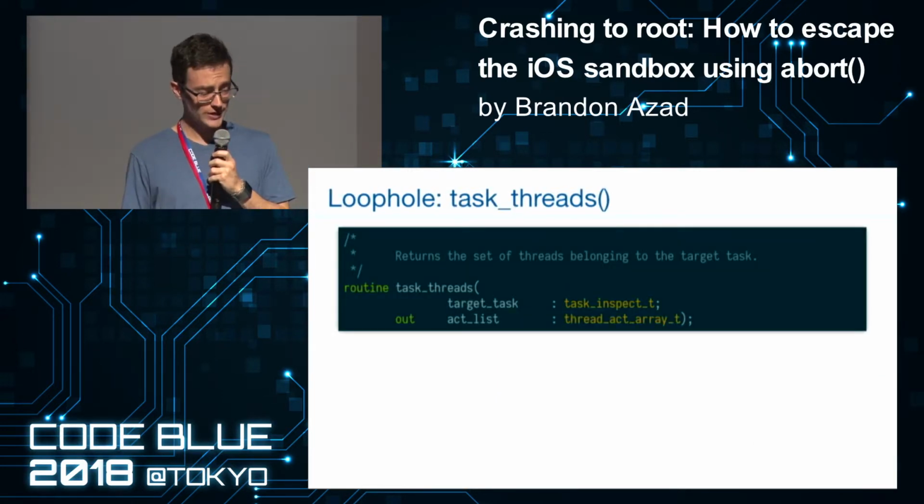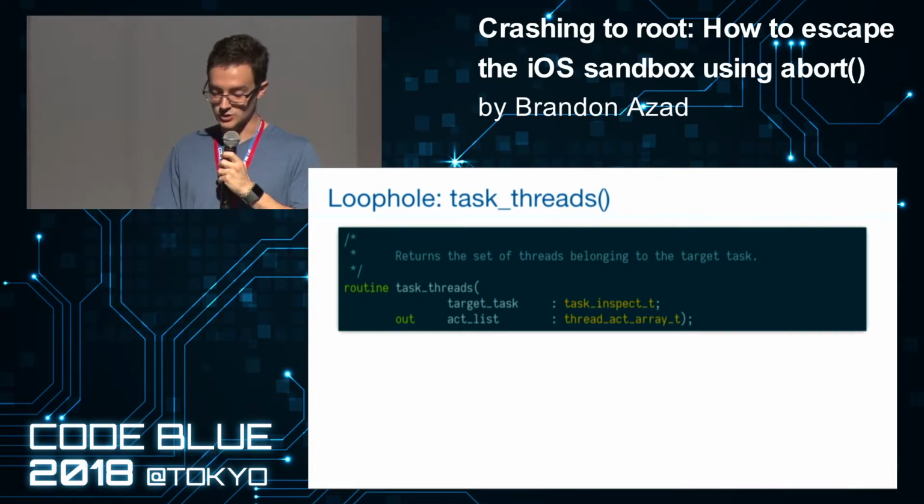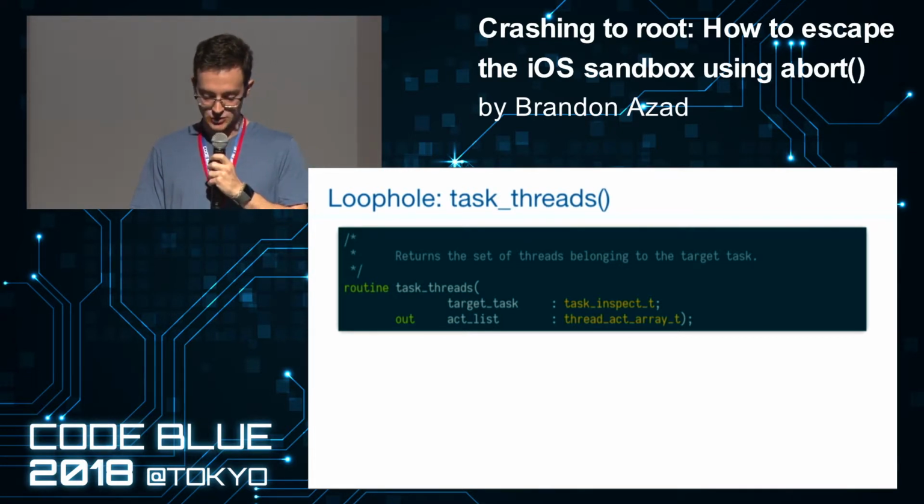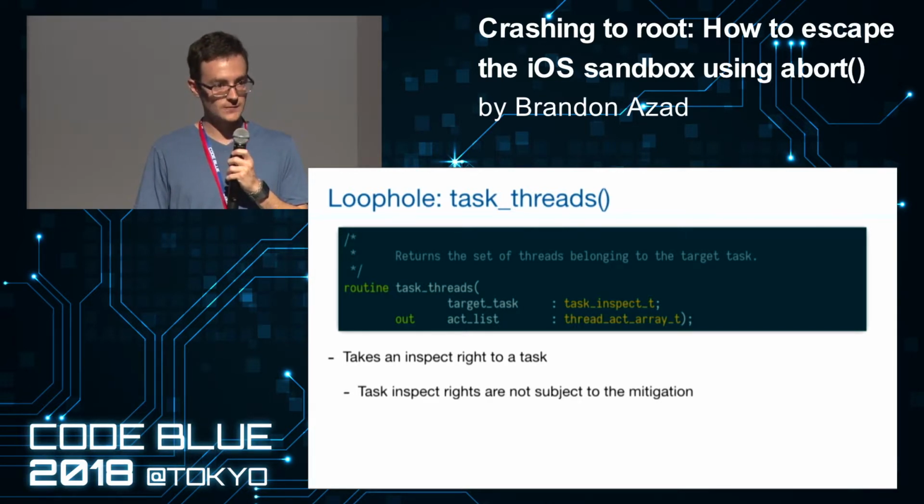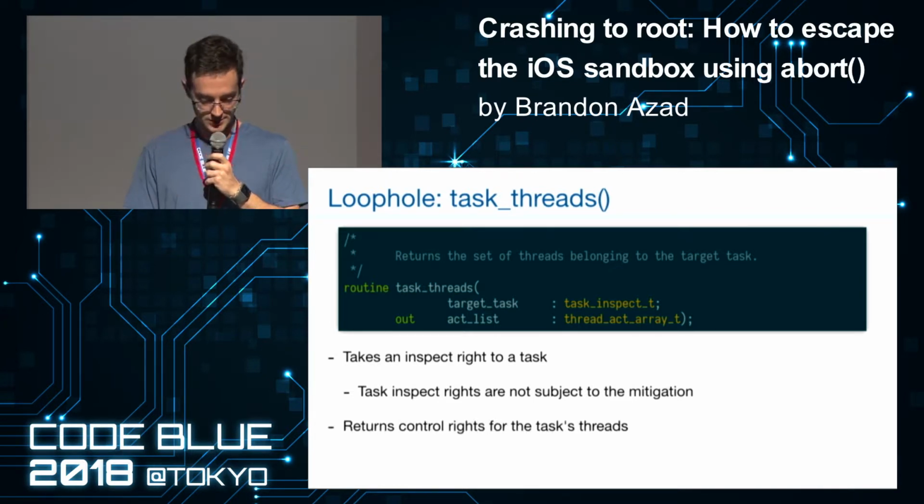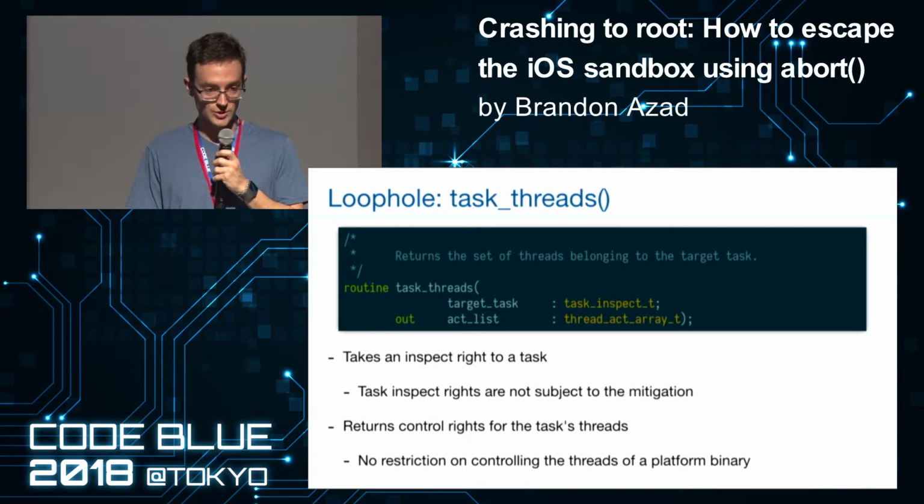And it turns out there's a pretty big loophole, this function task_threads. task_threads returns the list of threads in a particular task, but its semantics are crucial. See, task_threads takes an inspect right to a task, and inspect rights are not subject to the task_conversion_eval mitigation. Meanwhile, it returns a list of thread control rights for the task's threads. And the mitigation does not restrict controlling the threads of a platform binary.